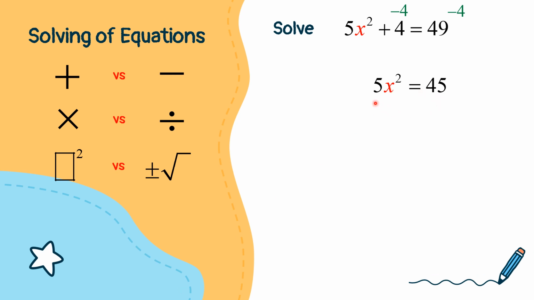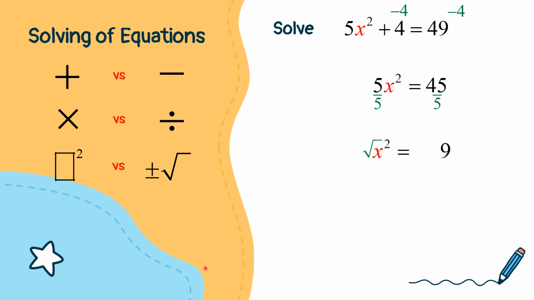So should we remove the 5 or should we remove the square? To remove the square, we have to square root on both sides, and that is not easy. So we will remove the 5 instead. 5x squared means it is 5 multiplied by x squared. So we do the reverse operation of dividing by 5 on the left hand side and dividing by 5 on the right hand side. On the left hand side, we will be left with x squared. On the right hand side, we will be left with 9.